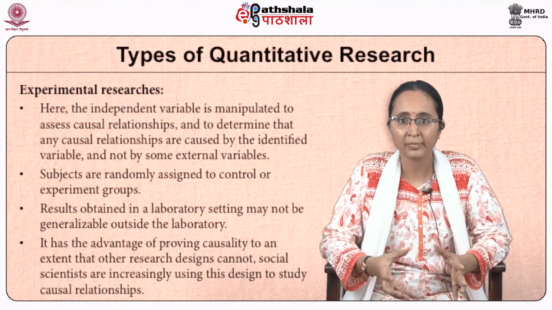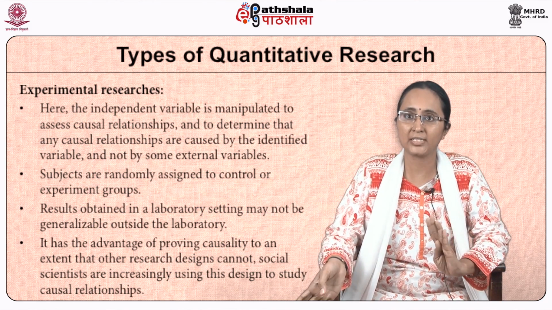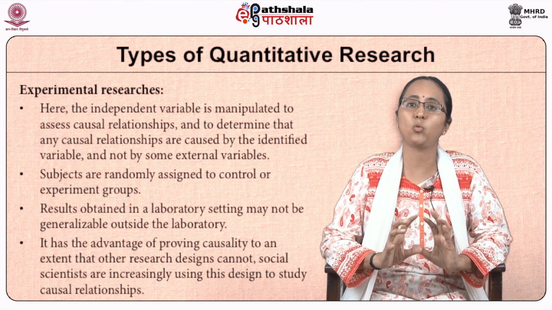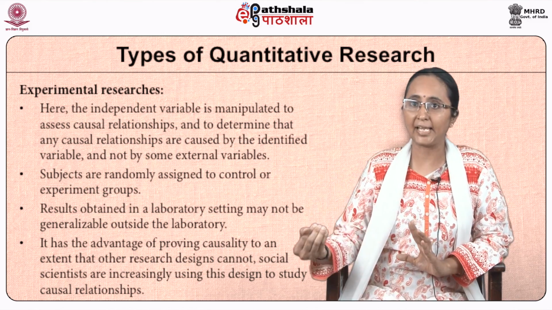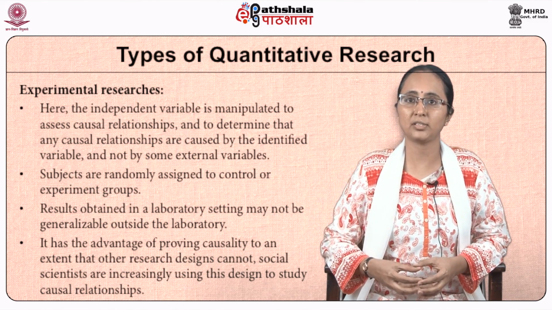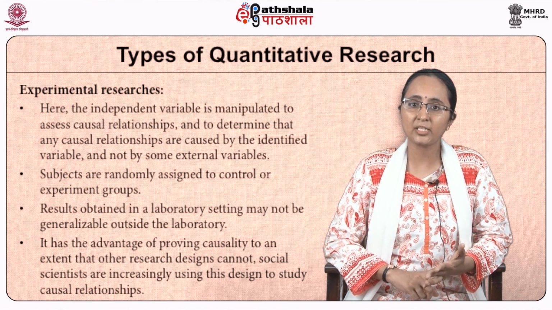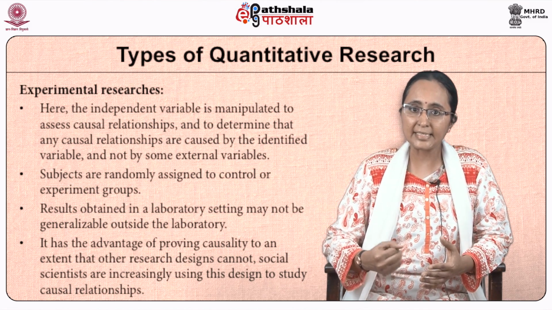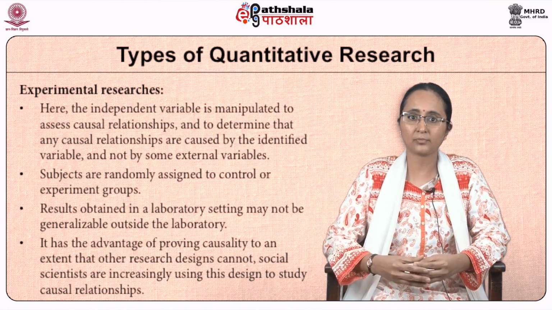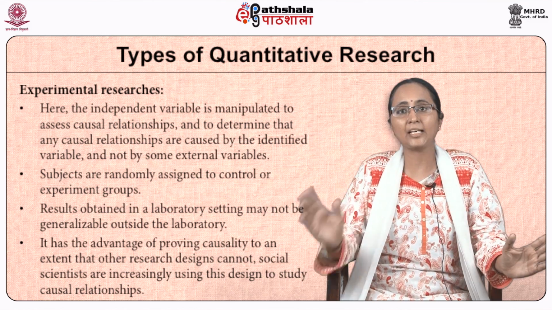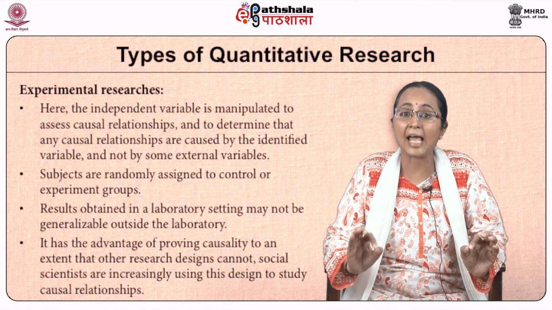Now we go to the last and fourth type of quantitative research, which is experimental research. Here you have an independent variable and a dependent variable. You have an entire module on variables and what variables are, what independent variable is. I think that is module number 9, so you can refer to that for more details on different types of variables. In an experimental research, independent variable is manipulated to assess its effect on the dependent variable. Subjects are assigned to experimental groups and control groups, and this assignment is done on a random basis.